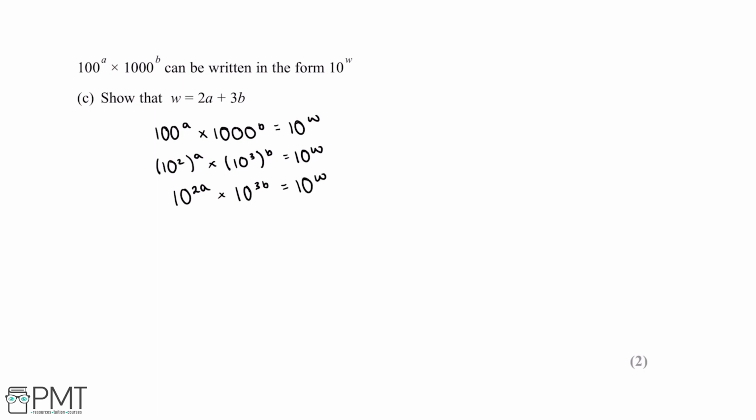Now what we can do is multiply these two numbers together, and 10 to the power of 2a multiplied by 10 to the power of 3b will give us 10 to the power of 2a plus 3b.